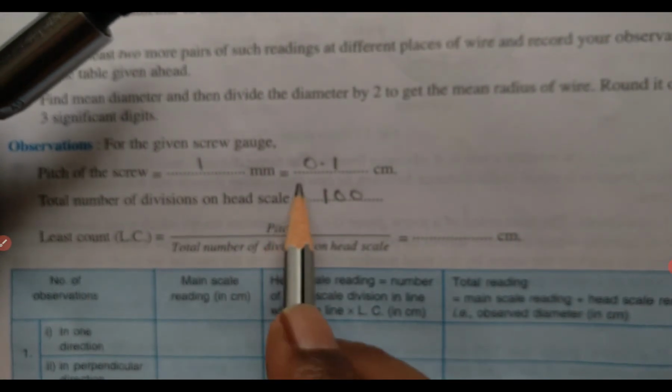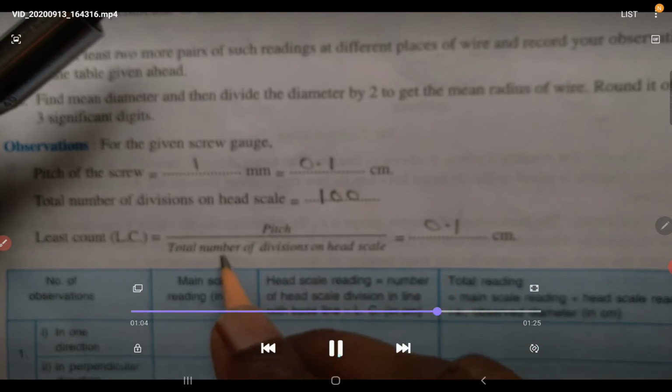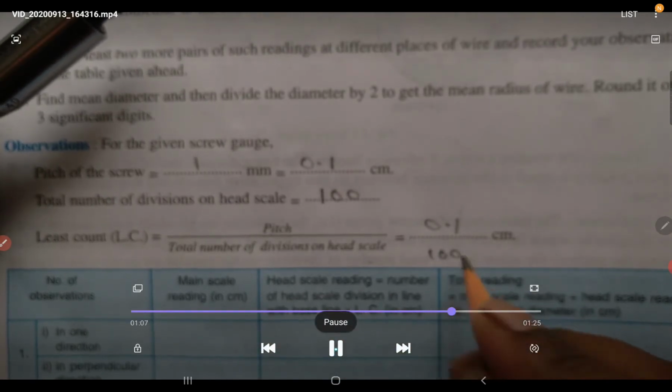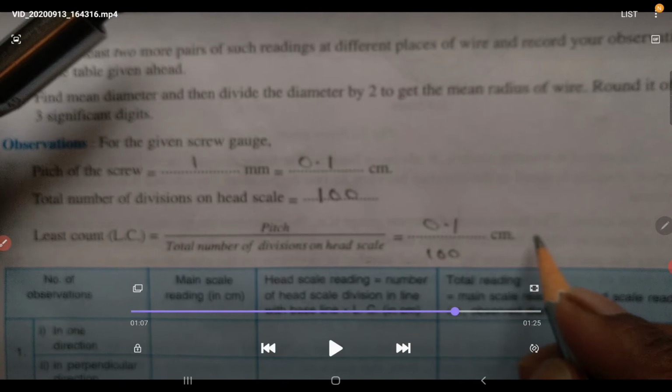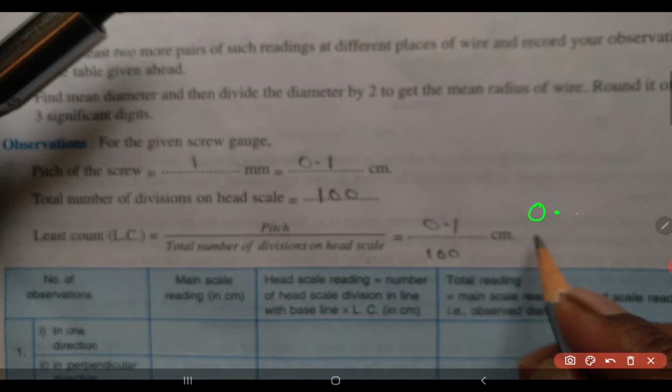To calculate the least count, the pitch needs to be divided by the number of divisions on the head scale. So, 0.1, and the number of divisions was 100. As you all know, if I divide 0.1 by 100, I shall get 0.001 centimeter. This shows that it is much more accurate than the vernier calipers. This is how we are supposed to determine the least count of the screw gauge.